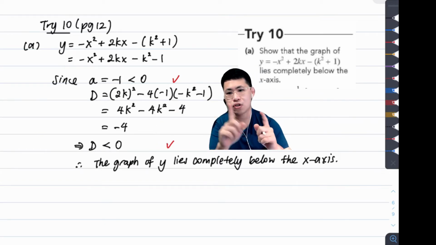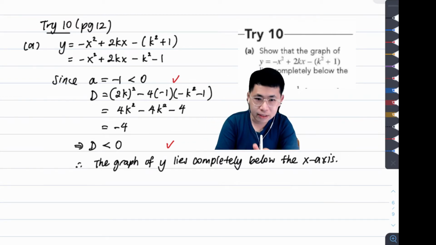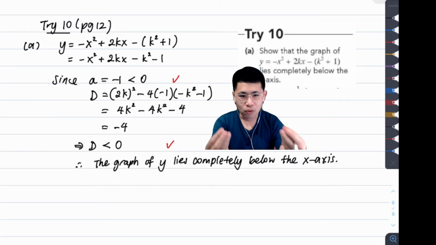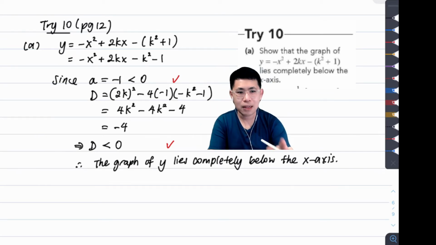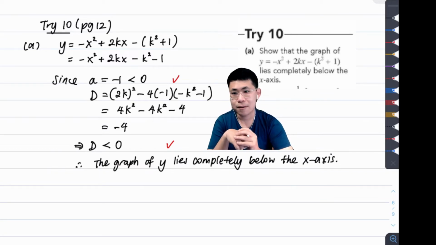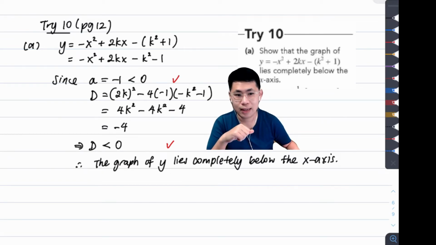First condition, A is negative. Second condition, discriminant negative. Because both are negative, the graph of y lies completely below the x-axis. It is always negative. So this ends part 1 of try 10.